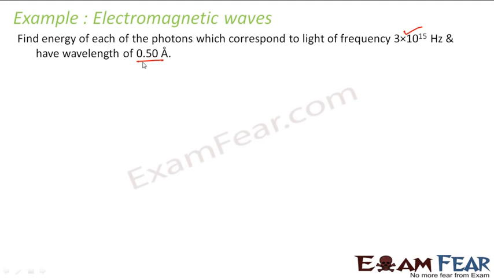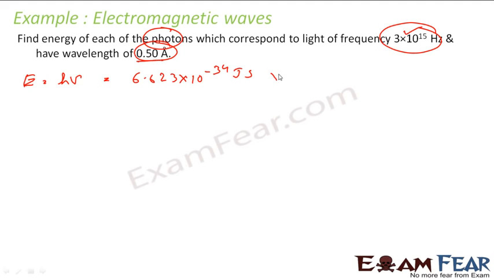And that's my answer. Find the energy of each of the photons which corresponds to the light of frequency this many hertz and wavelength of this. So if you note, the question talks about two different photons. One photon has the frequency of this, the other photon has the wavelength of this. So the formula we know, if you have the frequency, is E is equal to hν. You want to find the energy of the photon. h is Planck's constant 6.623 into 10 to the power minus 34 joule second, into frequency 3 into 10 to the power 15 hertz, which is per second. If you solve this, it becomes 1.988 into 10 to the power minus 18 joule. So this is the first case.